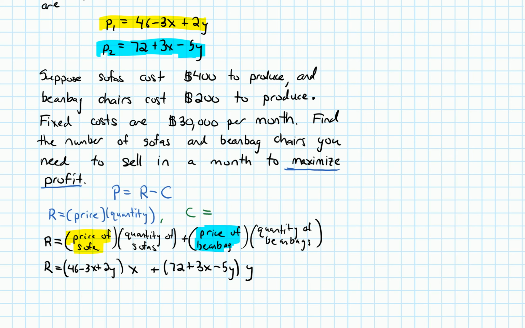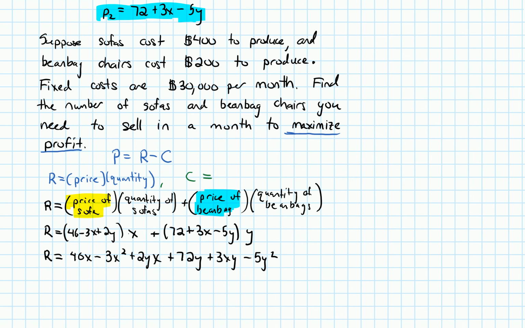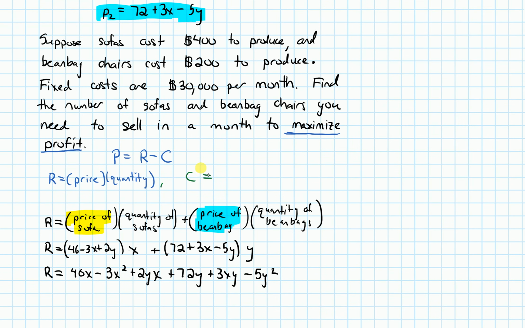Okay, so that's revenue, and I could simplify this a little bit by distributing x and distributing y, and that gives us 46x minus 3x squared plus 2yx, and then distributing the y, we'll get plus 72y plus 3xy minus 5y squared. Okay, so we have our revenue. We would now need to do something similar for the cost. All right, so for the cost, we've got to factor in the cost of sofas, the cost of beanbag chairs, and the fixed costs.